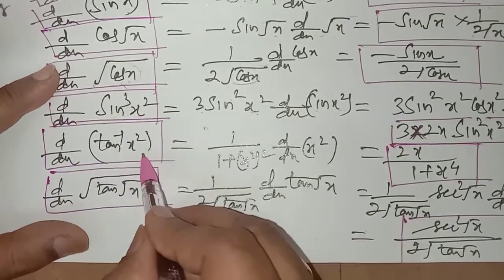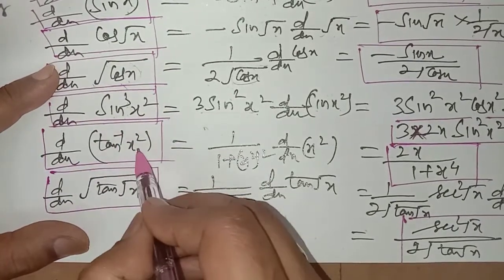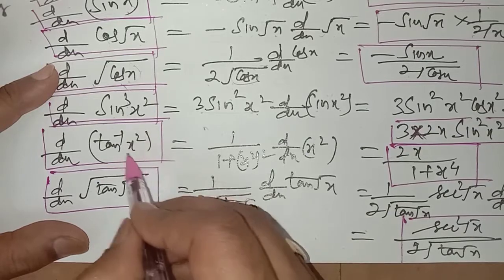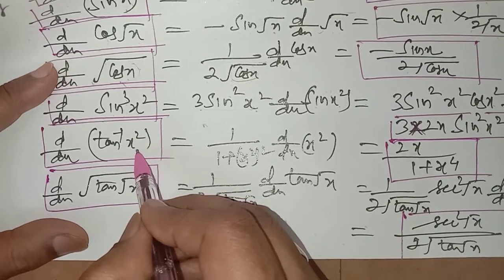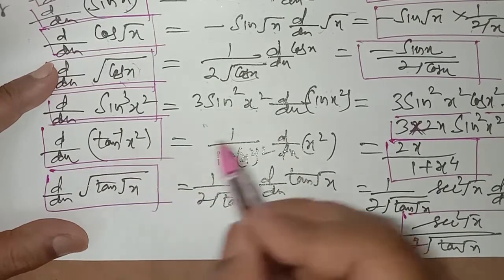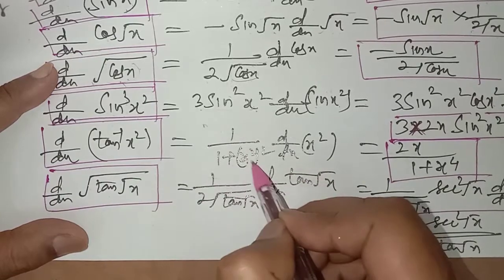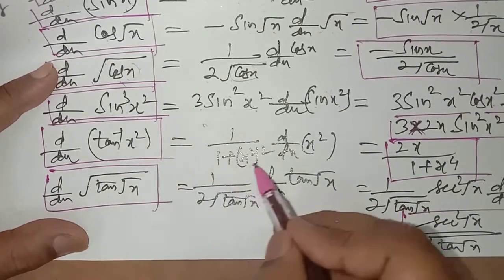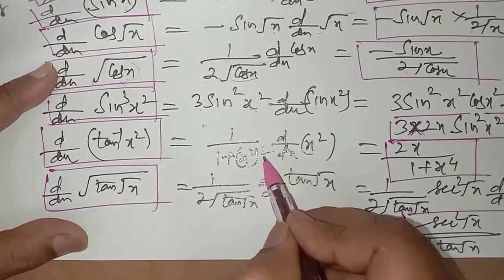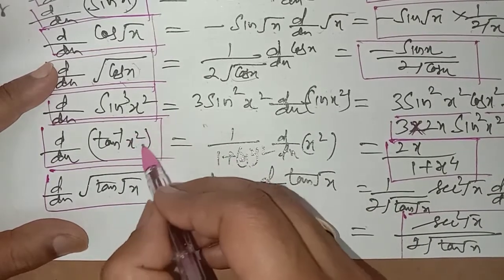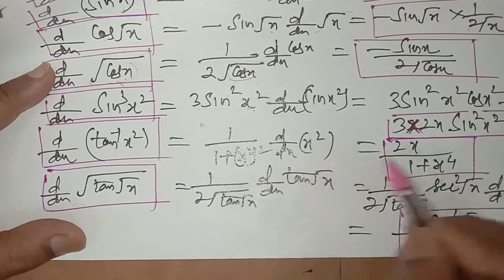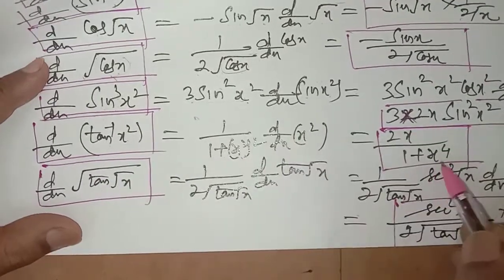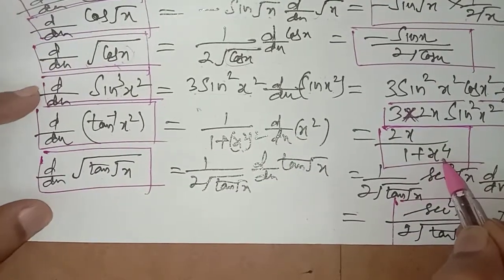Now in this tan inverse x square, first differentiate tan inverse because this is the angle, then multiply with the derivative of x square. What is the derivative of tan inverse? 1 upon 1 plus x square. In place of x we have x square, therefore x to the power 4. Now multiply with the derivative of x square, which is 2x. So it is 2x upon 1 plus x to the power 4.